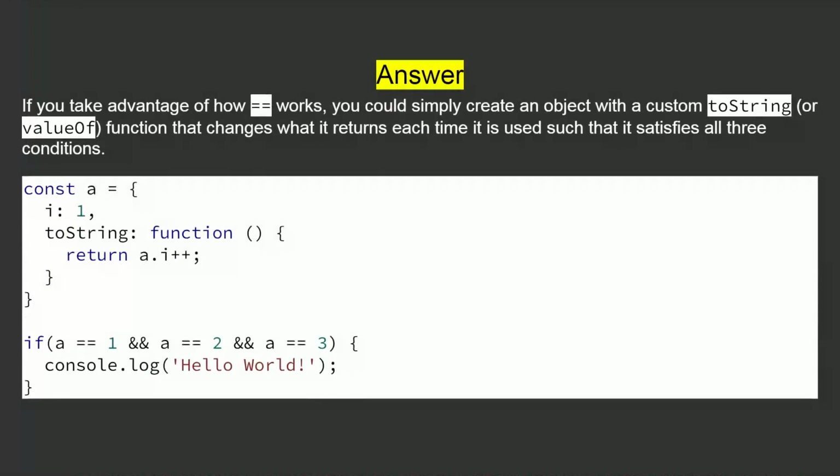If you take advantage of how equals works, you could simply create an object with a custom toString, or valueOf, function that changes what it returns each time it is used such that it satisfies all three conditions. Example: const a = { i: 1, toString: function() { return a.i++; } }.